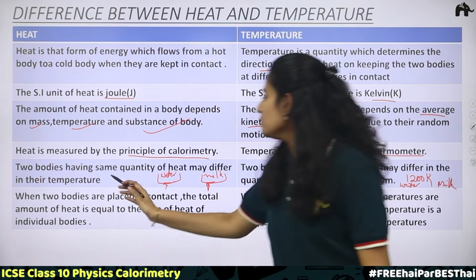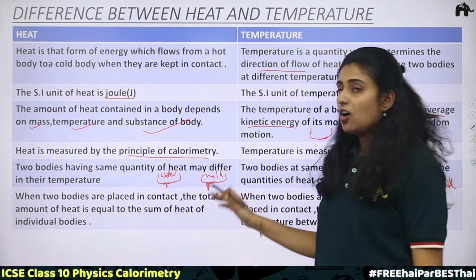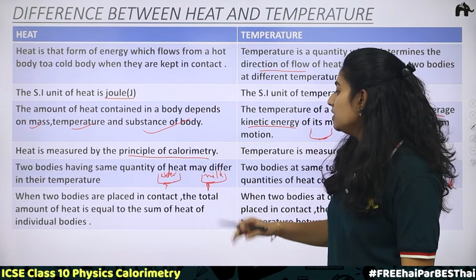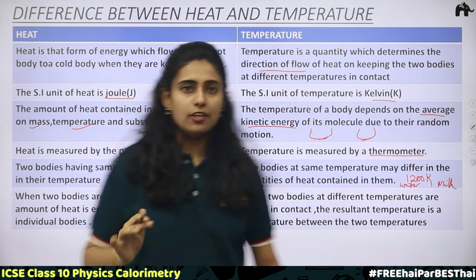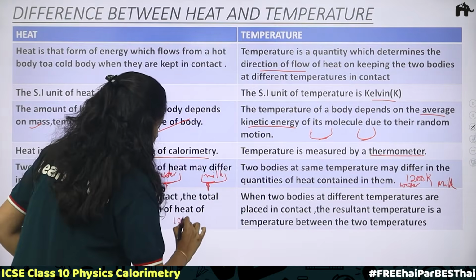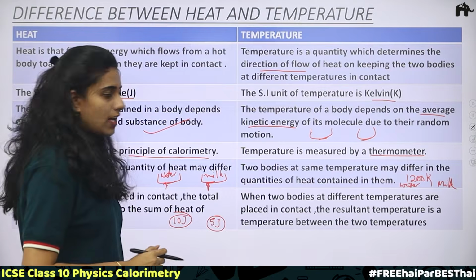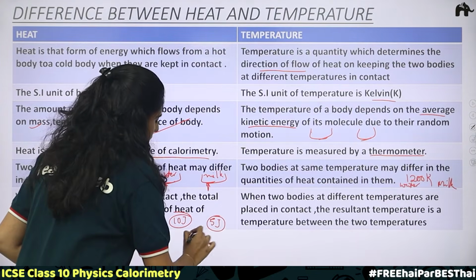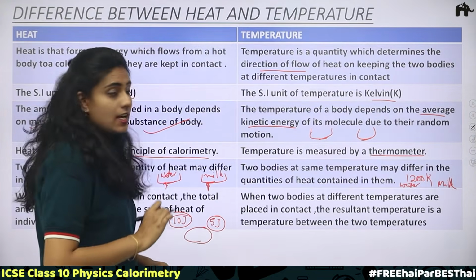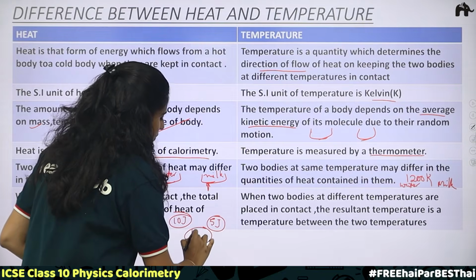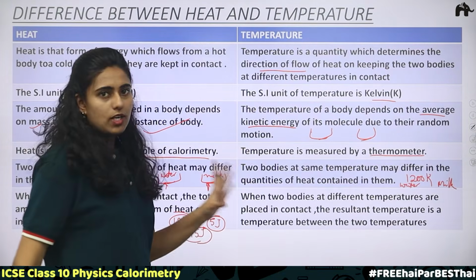Last point, when two bodies are placed in contact, the total amount of heat is equal to the sum of the heat of the individual bodies. If you have two bodies, let's say 10 joules and 5 joules, then when they are kept in contact, the total heat energy contained in the bodies will be 10 plus 5, 15 joules. Okay. Now, what about temperature?